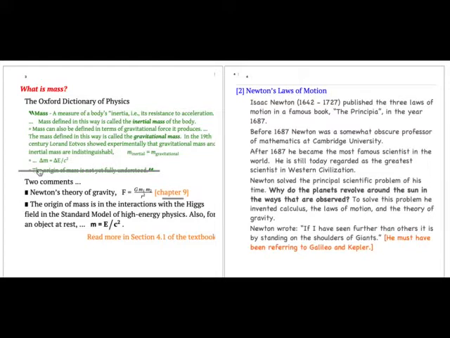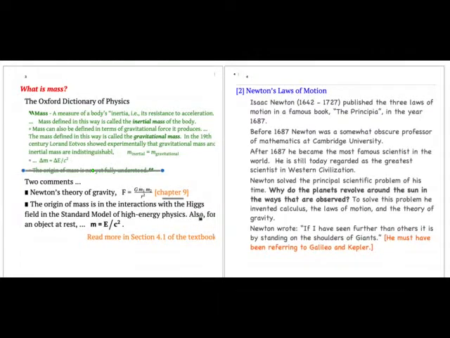Now, what about this statement that the origin of mass is not fully understood? Well, today it is fully understood. The origin of mass is in the interaction with the Higgs field in the standard model of high-energy physics. Maybe you heard about the discovery of the Higgs boson some years ago. Well, the Higgs boson is related to the Higgs field. The Higgs field and its interactions with elementary particles gives those particles mass.